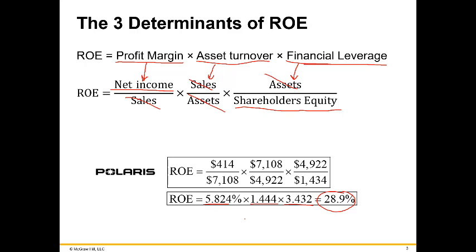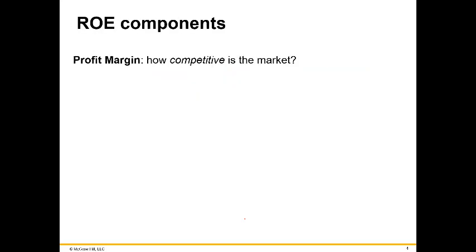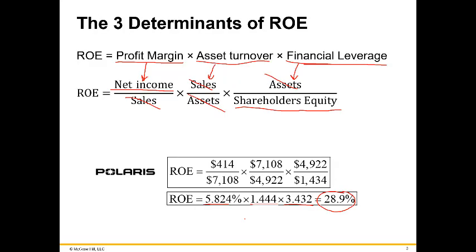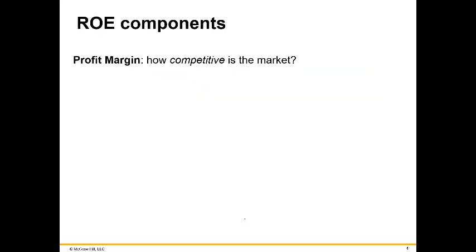Well, we'll discuss and we'll compare Polaris to other businesses, but let me think about some intuition about those components. So the three components: profit margin, asset turnover, and then leverage. So profit margin. Now, we all know what profit margin means, right? How much profit do you make on your product? How much more than the cost of making the product can you charge to the customers?